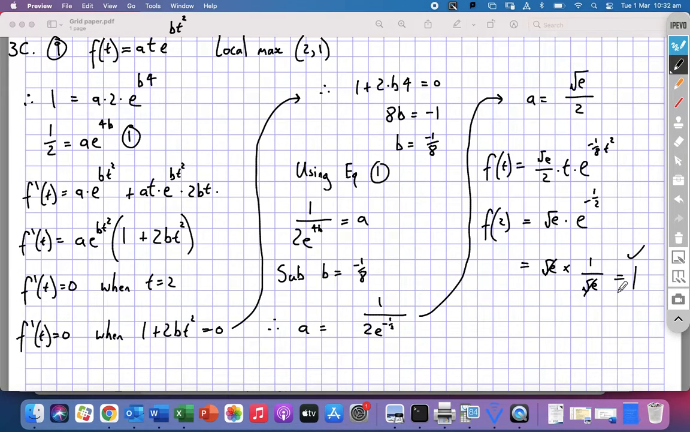It worked, and by doing that, I'm now certain that I've got the right answer, which might be worth doing because you're not always going to get nice, easy numbers like b equals 2 or 1. Here we got b equals minus 1/8, maybe thinking, is that really correct? But we can check and make sure it is.